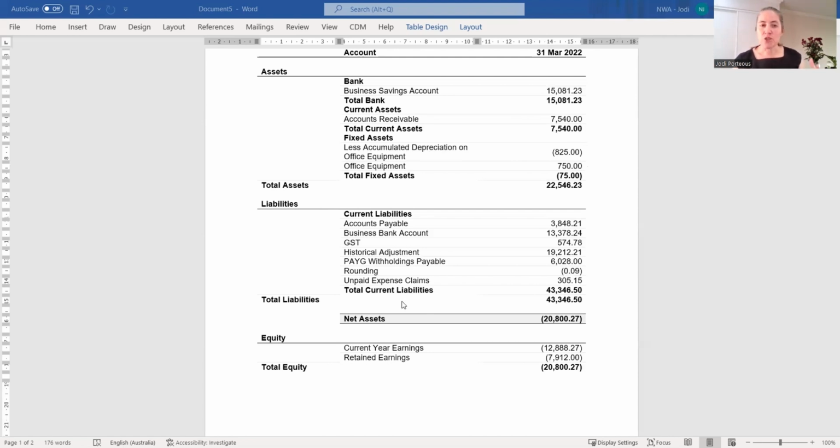Now with your liabilities, you should be able to prove all of those figures. Your accounts payable are the bills, so you can run a payables report to show you what bills are still outstanding. Your GST should be what you haven't paid to the tax office yet. And there's timing issues there, which I won't go into.